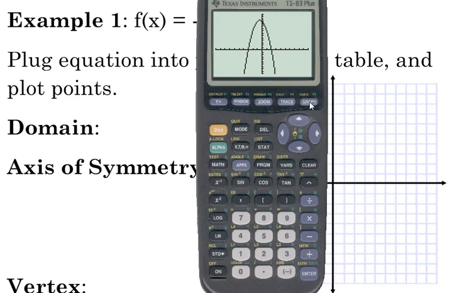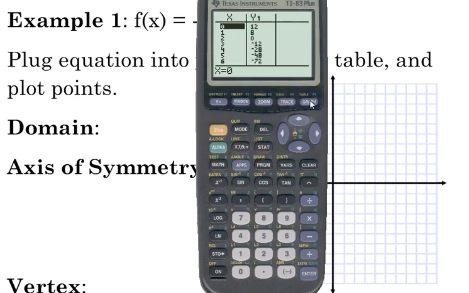Now, I asked you to fill in that table. I saw a few people kind of tracing along the graph, which you can do, but the best way to do it is to press second graph, and it will give you an entire table of values. You can find the y value for any x value that you want to find. You can move it around. You can scroll up, you can scroll down, wherever you need to go.